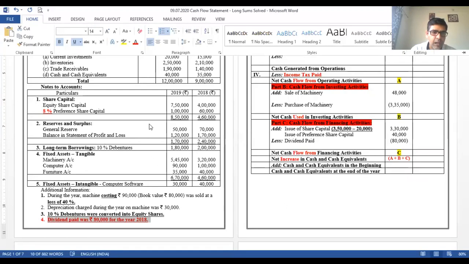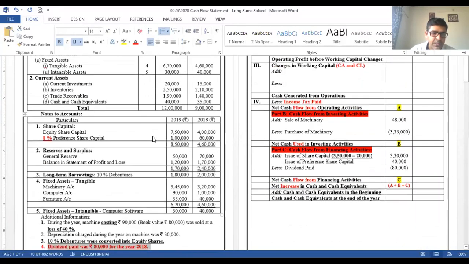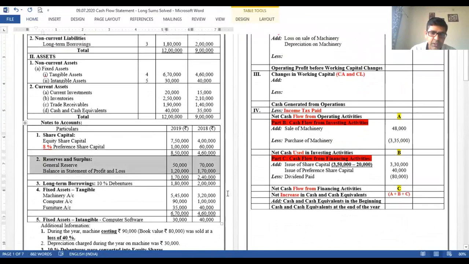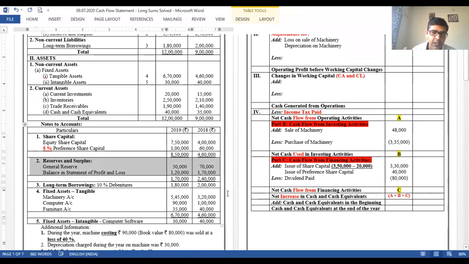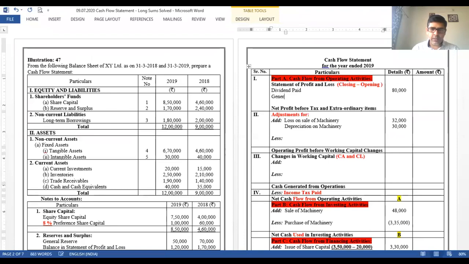Continuing ahead, after equity share and preference share capital, we have note number 2 for reserves and surplus. Let us see this reserves and surplus. We can see that general reserve, it was 70 earlier, now it is 50. Reserves have reduced. When reserves are reduced, we have to write it over here in the debit part, okay? General reserve utilized, right? We used it, the reserve decreased. How much? 20,000. So this has to be negative.